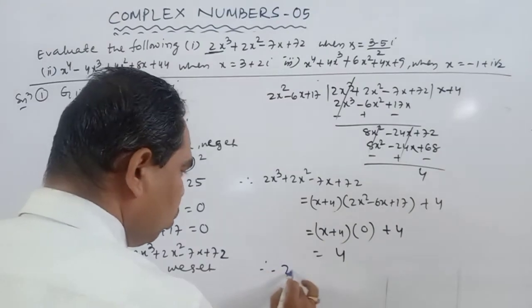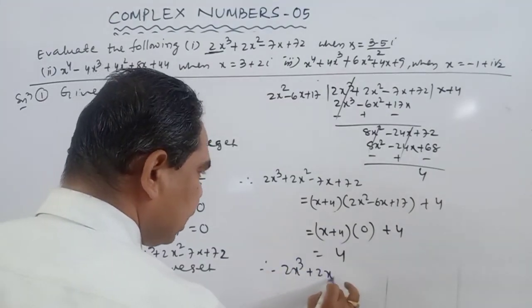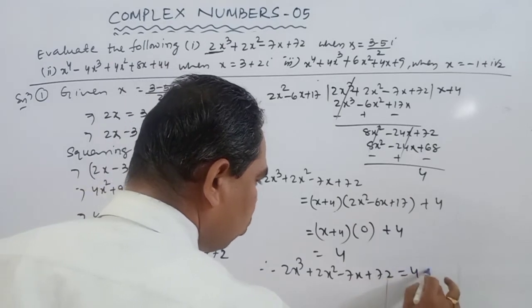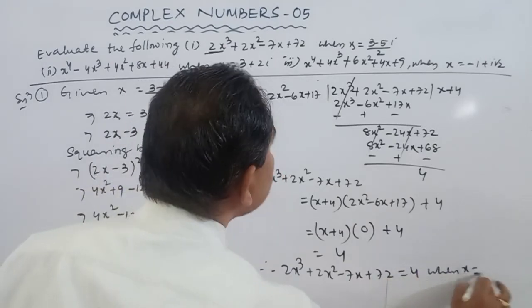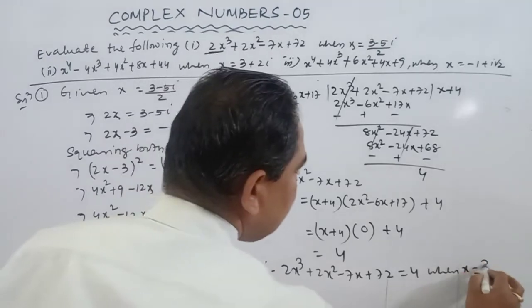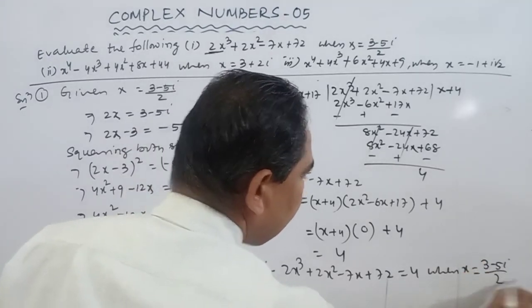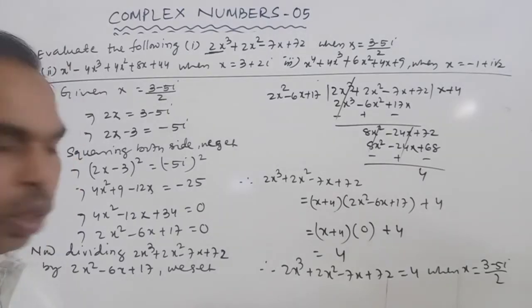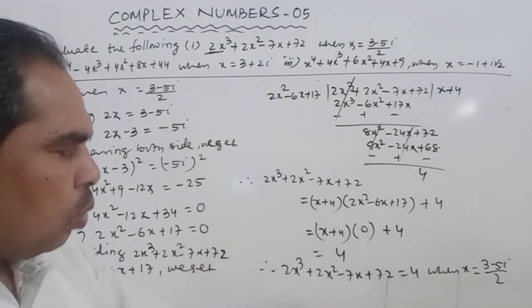Therefore 2x cube plus 2x square minus 7x plus 72 is equal to 4 when x is equal to (3 minus 5i) by 2.